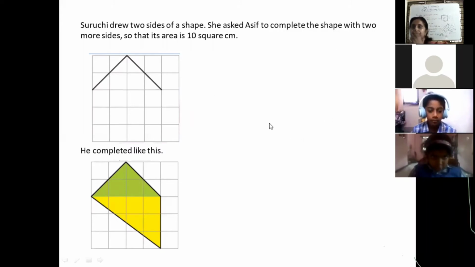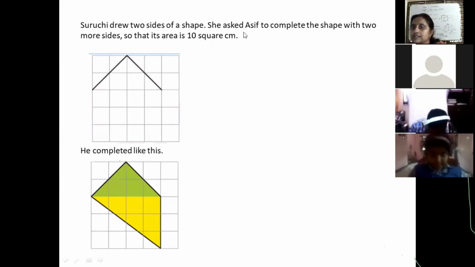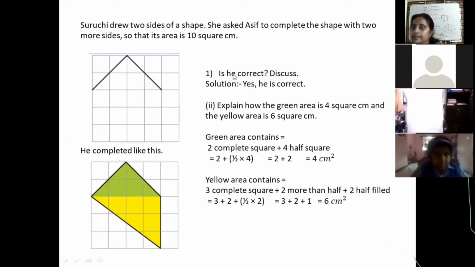Yes, ma. See here. Suruchi drew 2 sides of a shape. She asked Ashif to complete the shape with 2 more sides so that its area is 10 square centimeters. So what happened? Ashif completed the figure like this. Okay. Here we have some questions. Is he correct? Let us discuss.